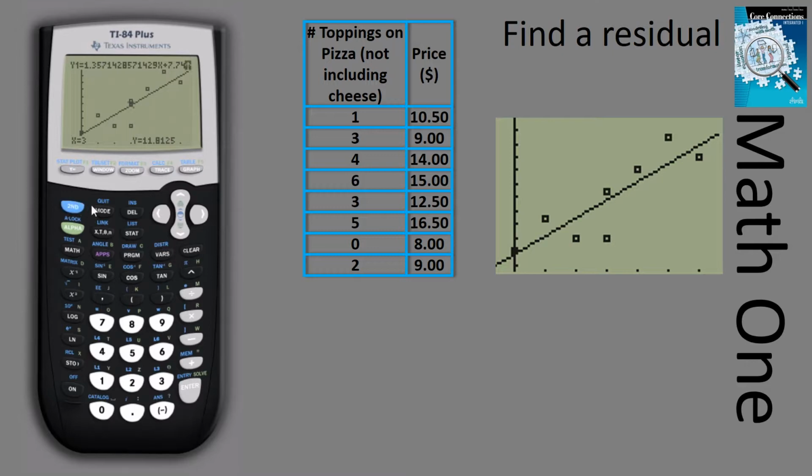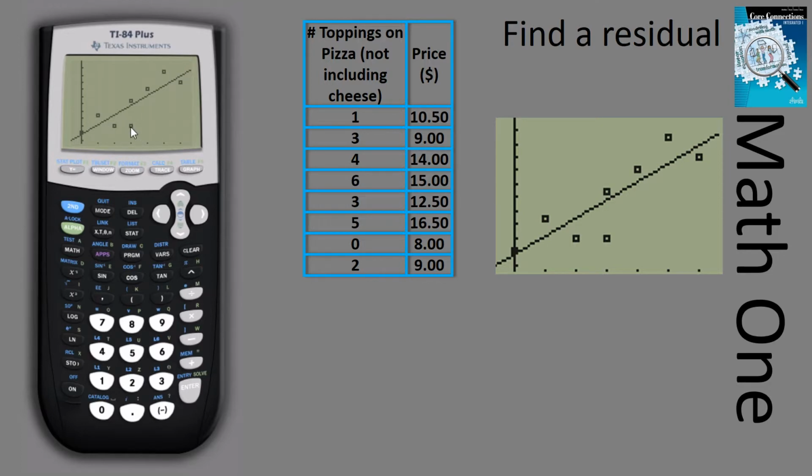I'll quit the graph, and I'll go ahead and take the actual value of 9, and I will subtract from that $11.81. And when I press enter, you can see that I have a residual of negative $2.81. So at this point, I can see this is negative 2.81, and that's probably the largest residual for all the data in this set.